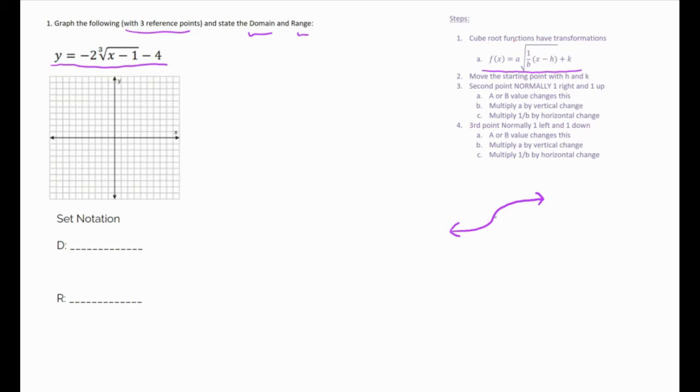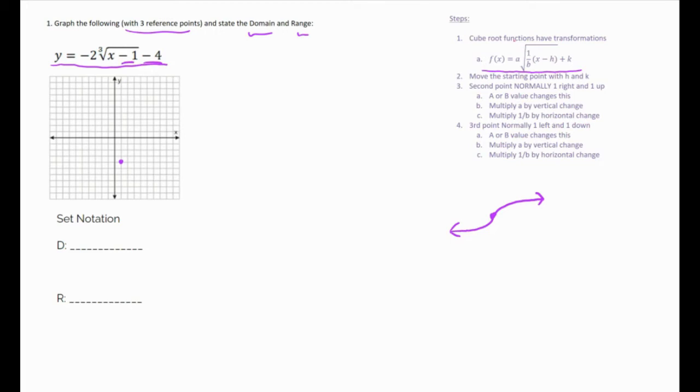But let's start with changing our turning point, which is generally at the center of our cube root function, which starts at 0, 0. But I have an h value here and a k value, which is going to move that turning point 1 to the right and 1, 2, 3, 4 down. So there is my new turning point.